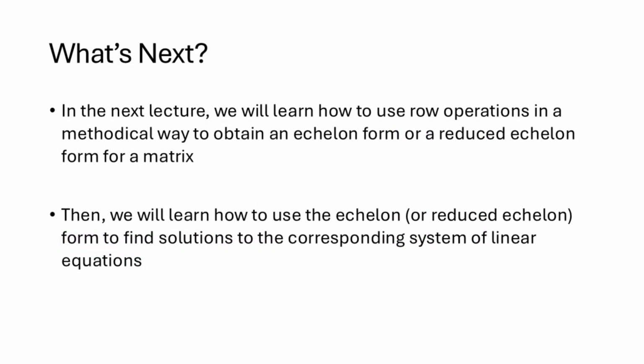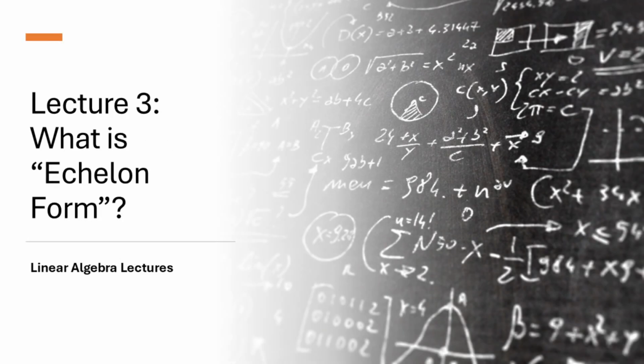So now that we understand echelon form and reduced echelon form, we have 2 main tasks ahead of us. We need to understand how to use the row operations that we discussed earlier to put a matrix into echelon form or reduced echelon form. And then in the following lecture, we'll learn how to use that form to understand the solutions of the corresponding system of linear equations.